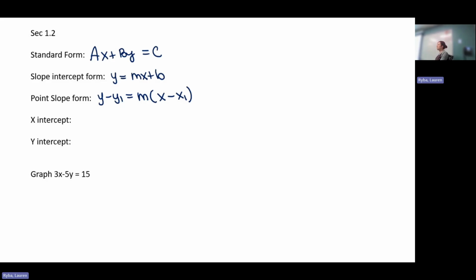It's all just a matter of what it is set up for. So standard form is set up to find your x and y intercepts. Slope intercept form is to find your slope and your y intercept. Point slope form is set up to find your slope and a point.